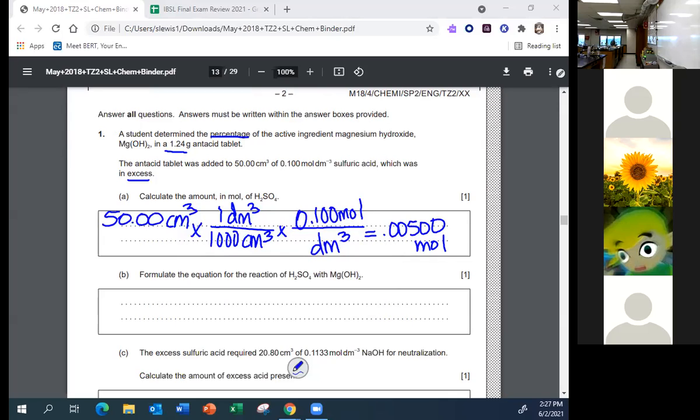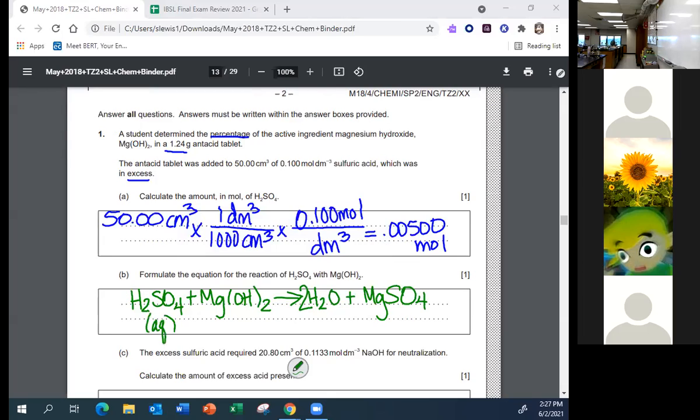In part B, the H2SO4 from part A is going to react with our active ingredient. What does that reaction look like? This is a double displacement reaction. We swap partners. It's also a neutralization reaction because we get water and magnesium sulfate. We want to balance this, and I think we need a 2 right there.